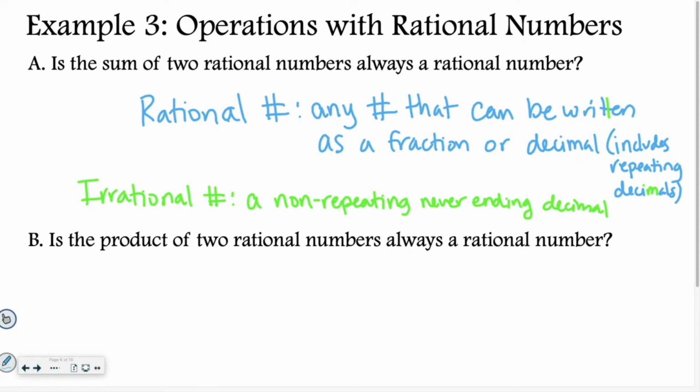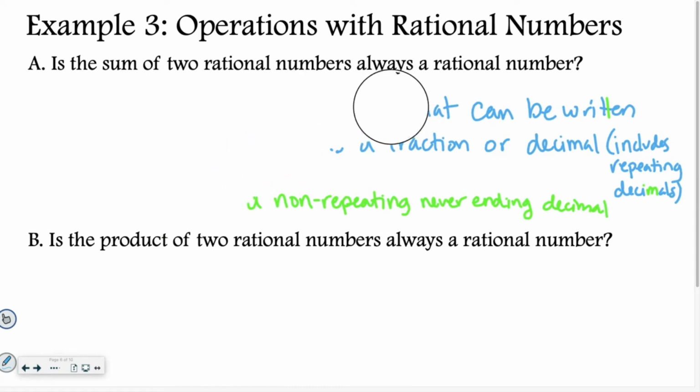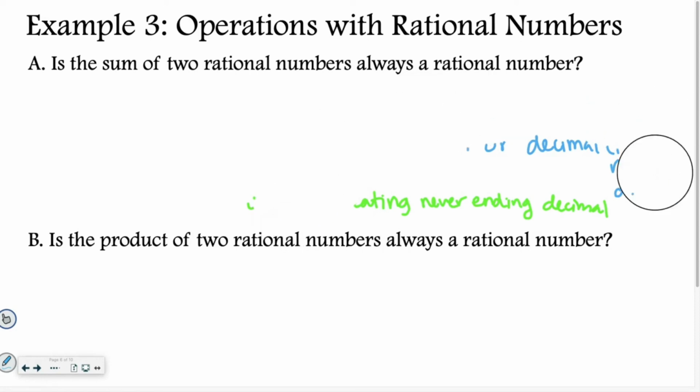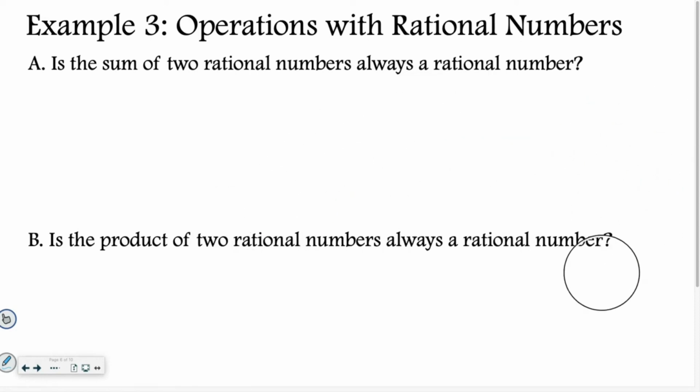I'm gonna erase this, so if you wanna write that down, you should write that down before it disappears off the screen, or rewind the video and copy it down. Because we are gonna look at letter A. Is the sum of two rational numbers always a rational number? So let's think about that. Two rational numbers. We said any rational number can be written as a fraction, right?